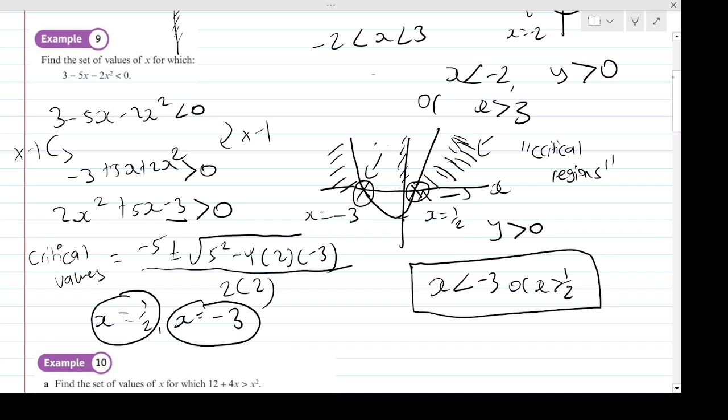So what that means then, if you plug in any value that's less than -3 or any value that's bigger than a half into this quadratic expression here, you will always get a value that's greater than 0 or positive, right? That's the whole idea of this, right? Okay, cool.